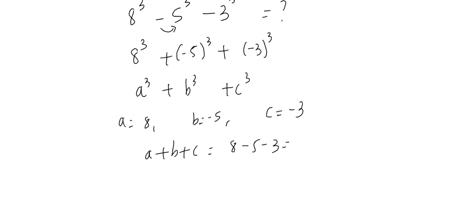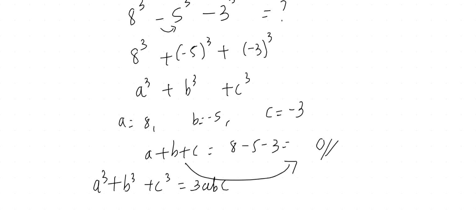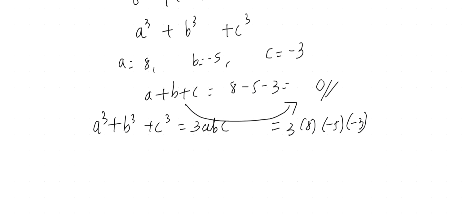So if a plus b plus c is 0, you can infer that a cube plus b cube plus c cube will be 3abc. So in this case, 3 into 8 into negative 5 into negative 3. So what will that be? 3 into minus 3, minus into minus is plus, so it gives you plus. The final answer will be plus. 3 3s are 9, 8 9s are 72... 8 5s are 40. So it is plus 360.